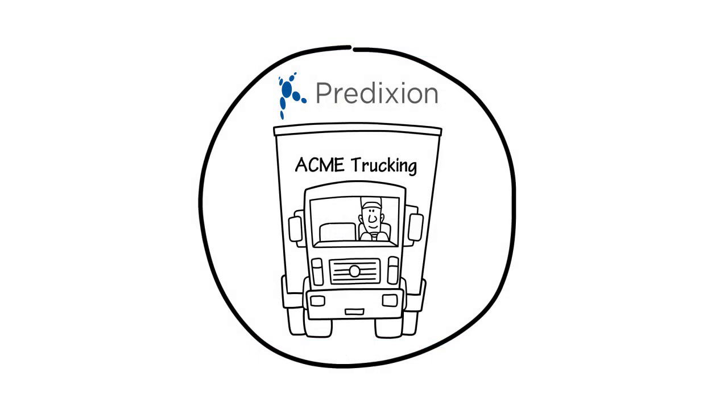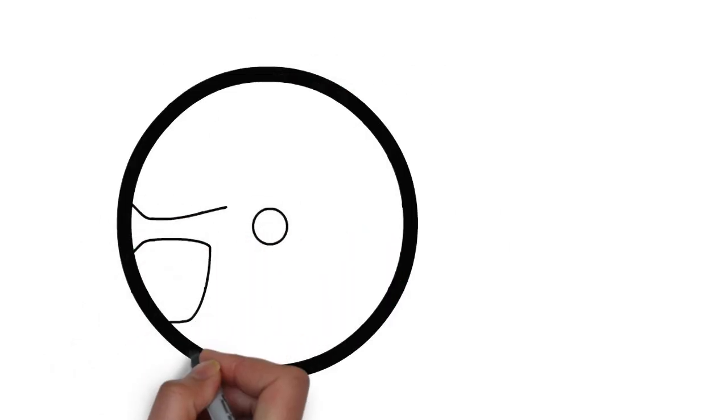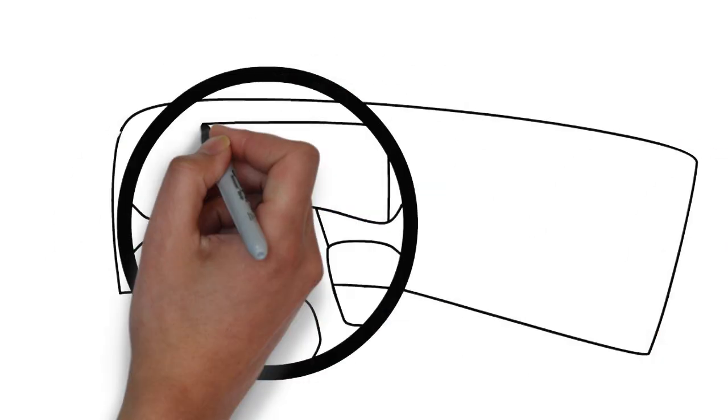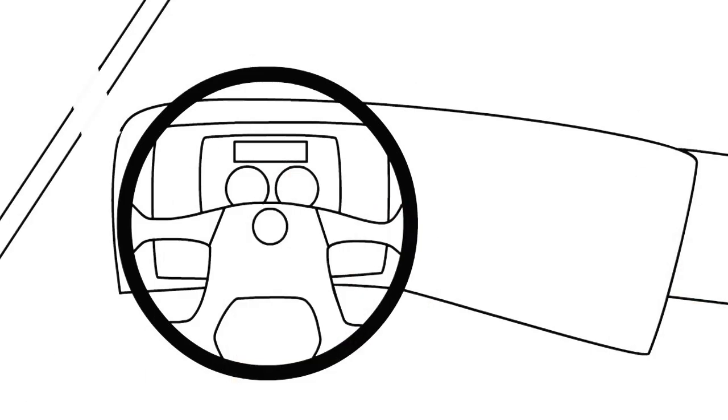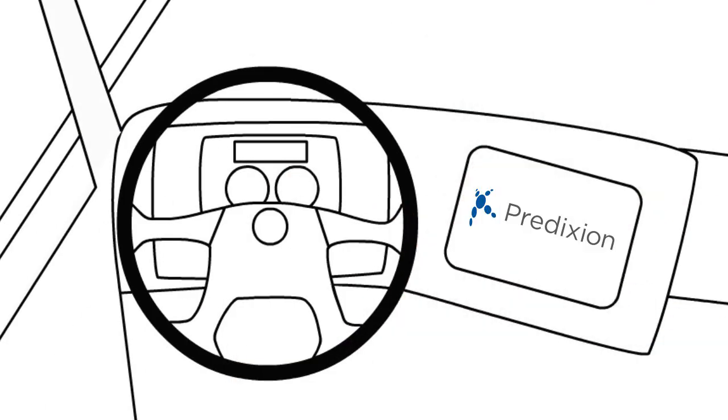Even the best fleet managers can't predict every issue, though, and not every vehicle can constantly transmit its data. But Predixion's unique, on-device predictive analytics allows drivers like Tommy to take preventative action of their own. Predixion's predictive model can run on an in-cab tablet device, which collects data from truck sensors via Bluetooth.